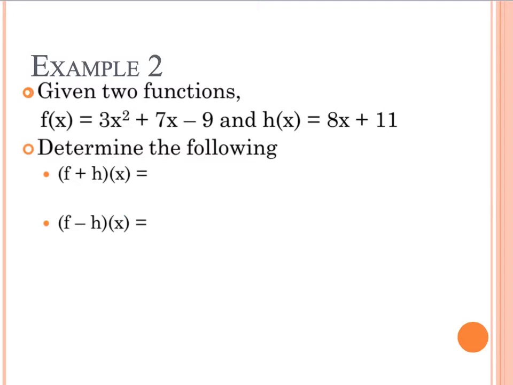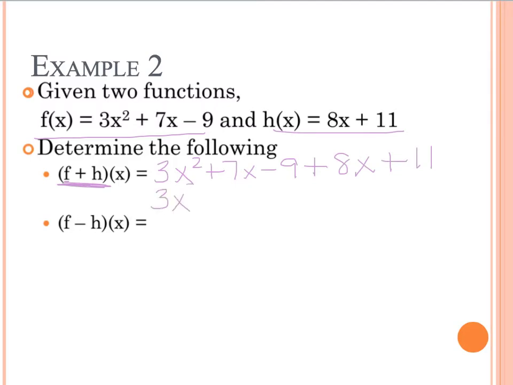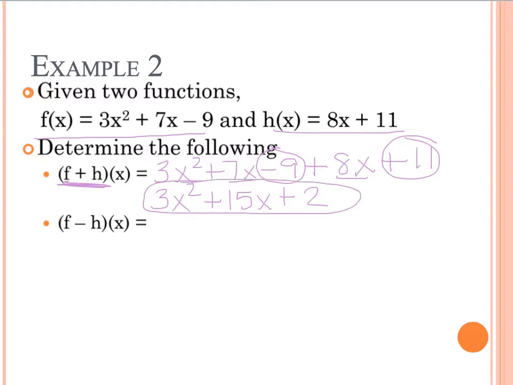Alright, here we're going to talk about operations with functions. All we're doing, this is f plus h of x, so given two functions, I want to add them together. 3x squared plus 7x minus 9 plus my h of x function, 8x plus 11. Combine like terms: 3x squared plus 15x plus 2. And that's f plus h of x.